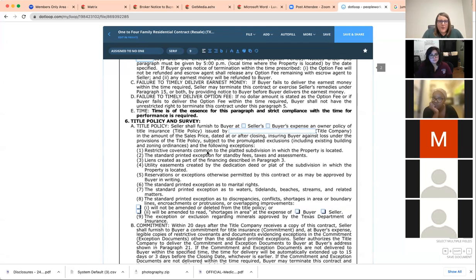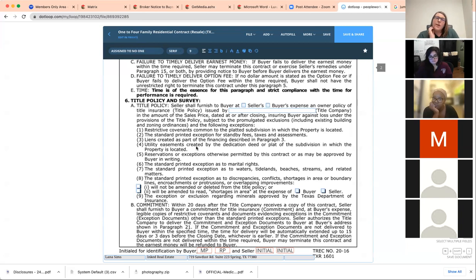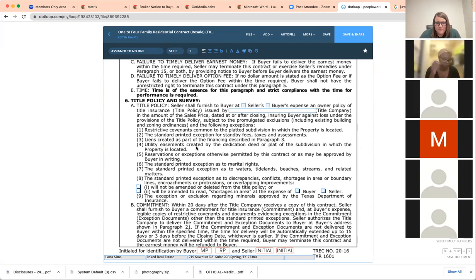Okay, title policy and survey. Seller shall furnish to buyer at seller's or buyer's expense an owner policy of title insurance issued by the title company. So this is a negotiation. You would either check seller or buyer. Title policies, I always tell my clients they're roughly around 1% of the purchase price. That's high. It's more like 0.77. It's not 1%, but I would rather quote high than low.